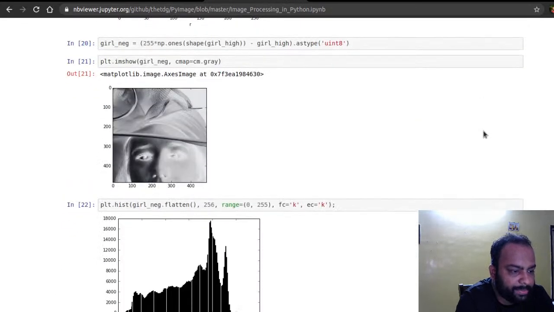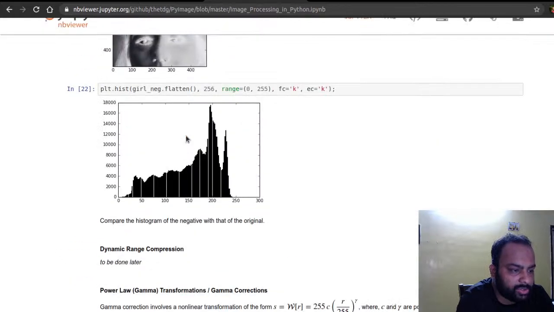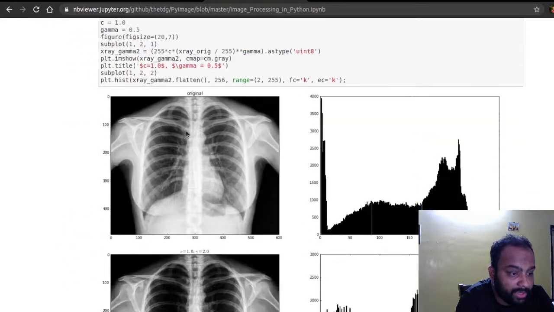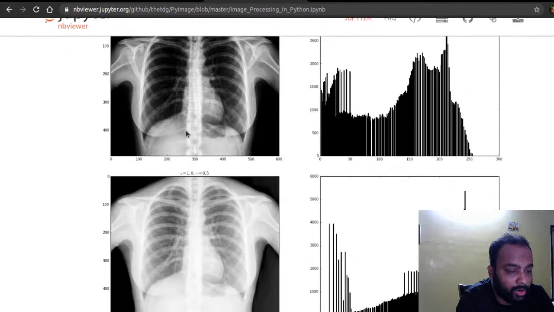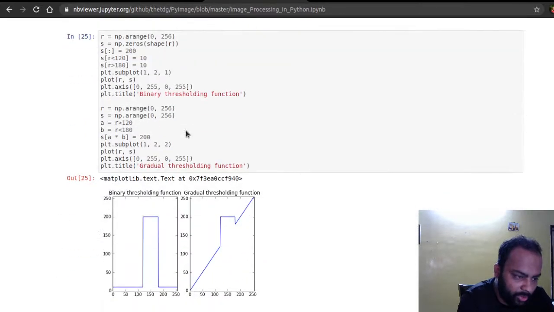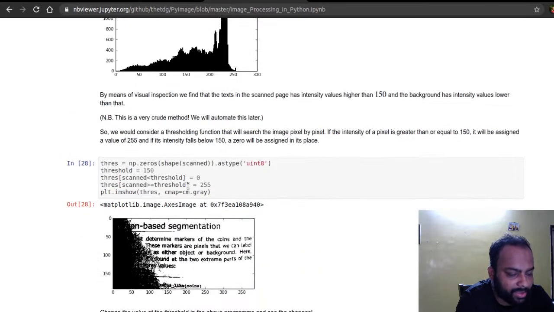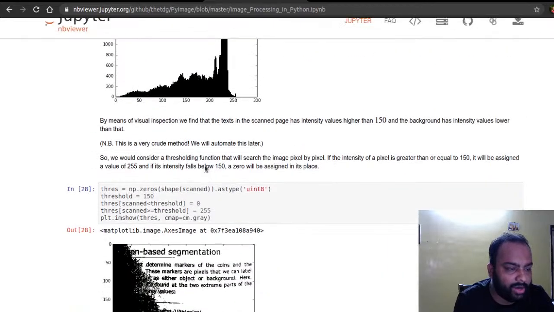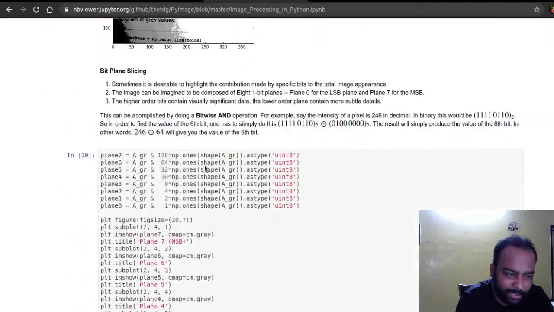Okay, some simple ones. So again, this is an inversion. So this is an inverted image. Okay, these are gamma corrections. Some of you might already know what gamma correction is. If you don't, don't worry. Okay, these are something called segmentation. Don't worry about that.